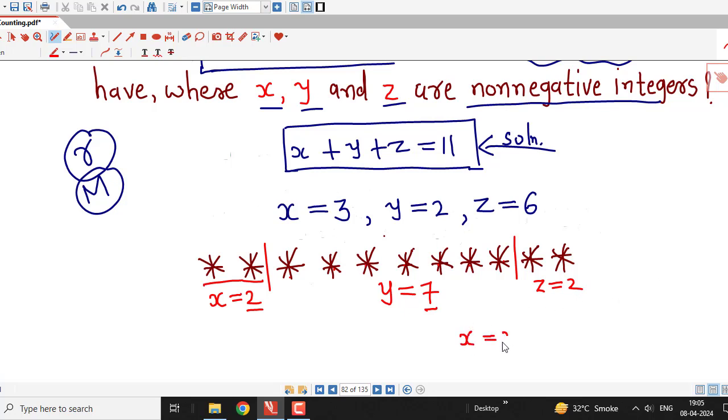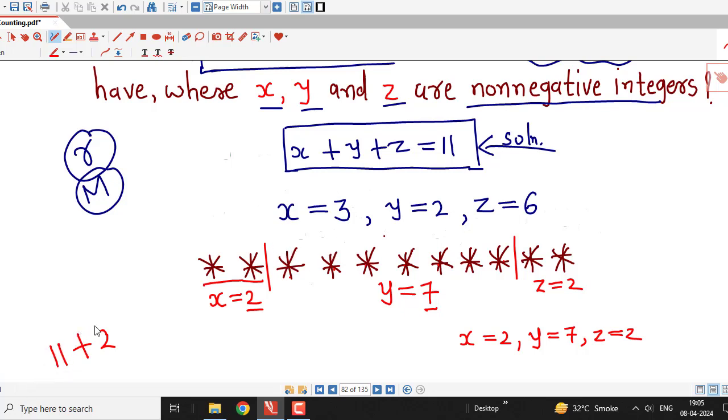So this is another solution by changing the position of dividers, we obtain another solution. So from this we may have the idea that we have to decide the number of ways of putting these dividers or bars among all these positions. The total number of positions are 1, 2, 3, 4, 5, 6, 7, 8, 9, 10, 11, 12 and 13. That is 2 dividers plus 11 stars.